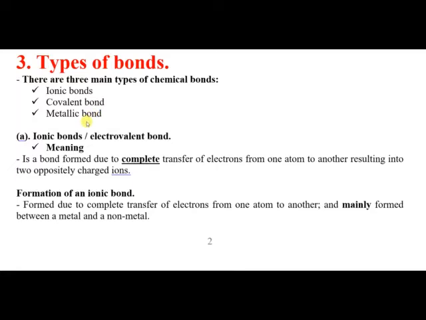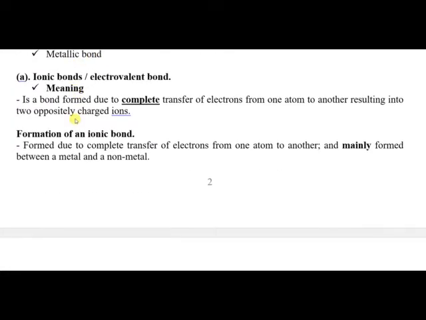Those are the major bonds that we have. So we will start with ionic bonding. Ionic bond is also called electrovalent bond. Why is it called electrovalent? Because here we have a complete transfer of valence electrons from one atom to another.